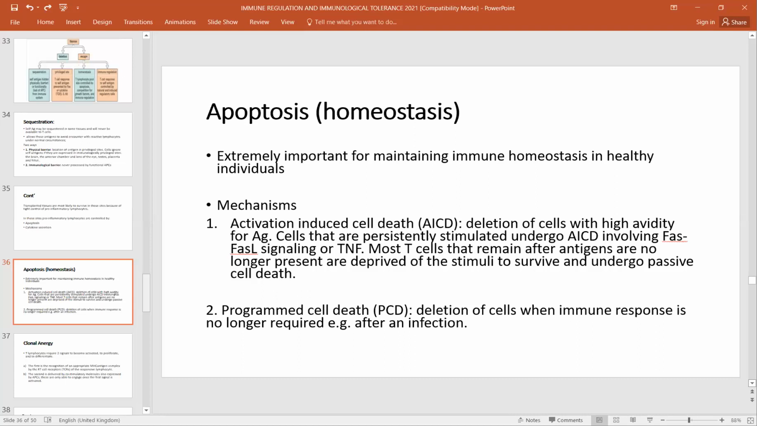Okay, then we also have programmed cell death: deletion of cells when the immune response is no longer required. That is a standard response that we talked about. So if you want to bring an immune response to an end, you have programmed cell death, apoptosis, through the normal Fas ligand. But if you want to engage a highly active autoreactive T lymphocyte, then you go for AICD, and you end up with destruction of that autoreactive T cell.